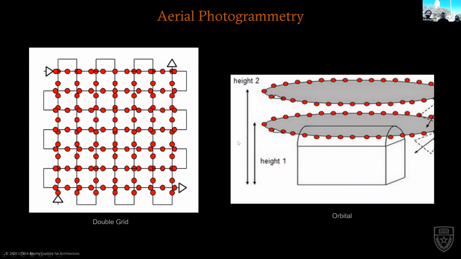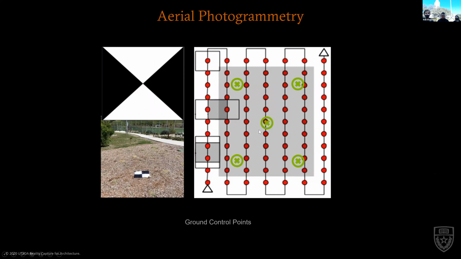So on the left, we have a double grid where it's going back and forth in one direction, back and forth in the other, taking photos. And then the second one is more of a circular orbital flight, where it's looking at one specific structure and trying to get all of the elements of that structure.